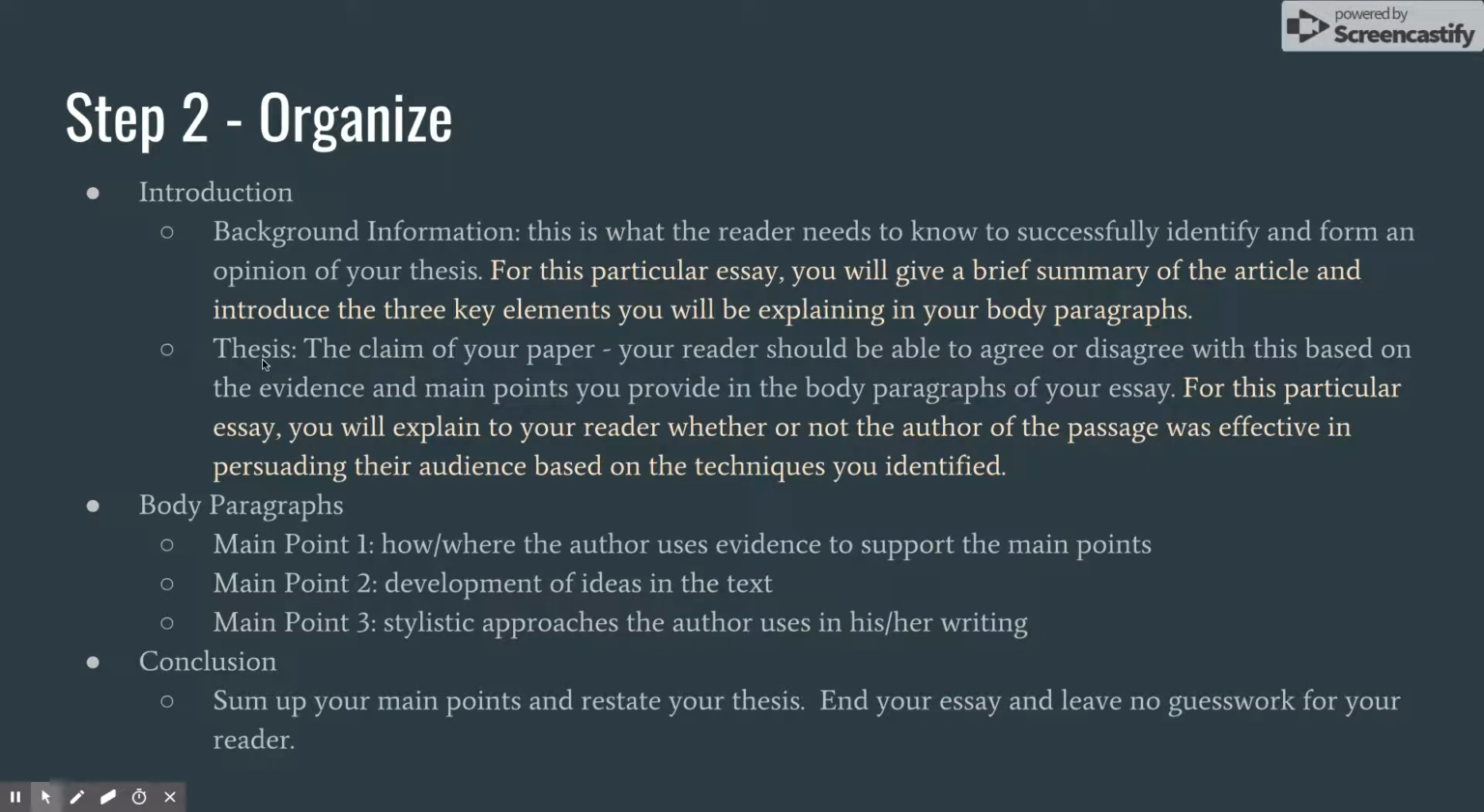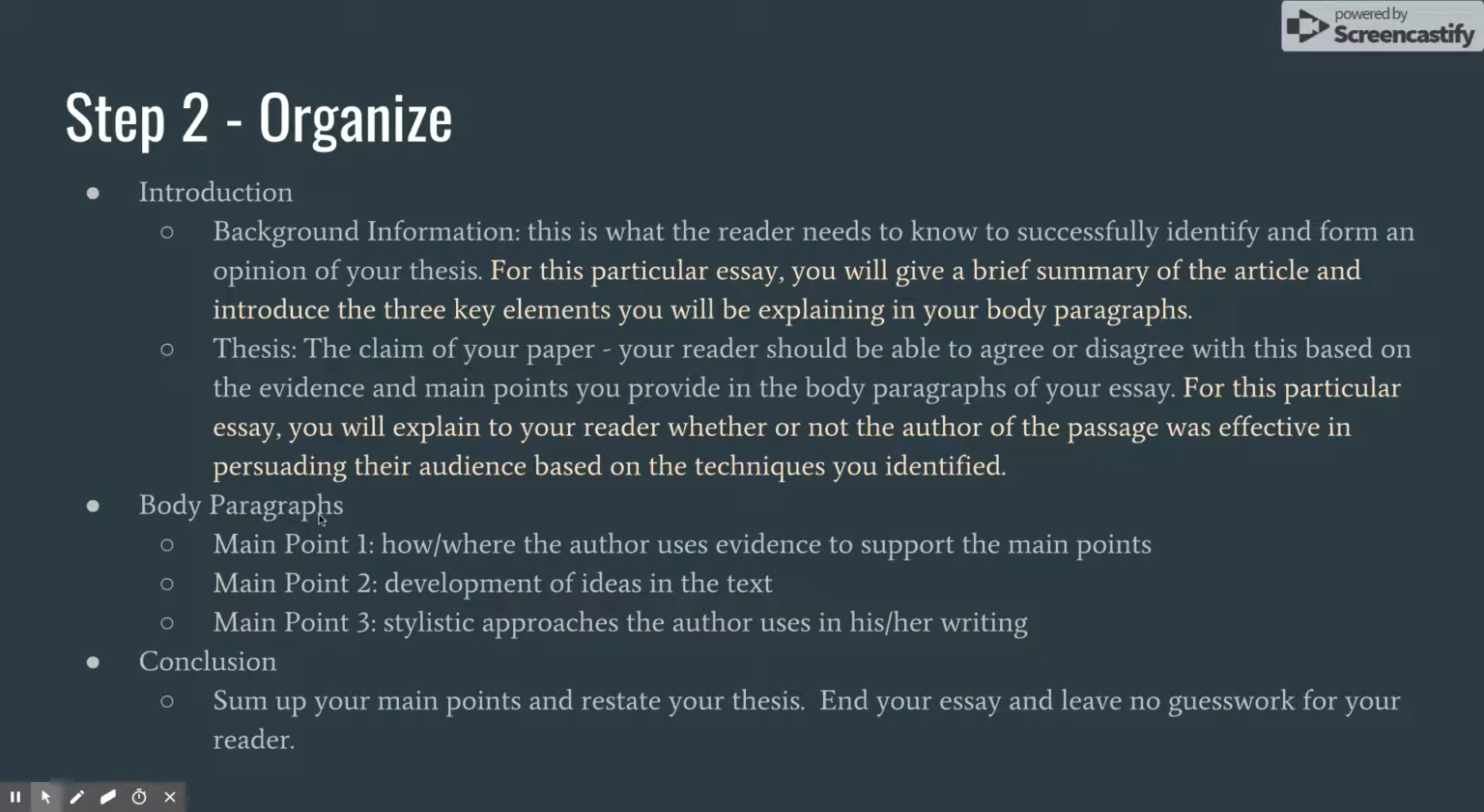Then comes your thesis. This is the claim of your paper. Your reader should be able to agree or disagree with this based on the evidence and main points you provide in the body paragraphs of your essay. For this particular essay, you will explain to your reader whether or not the author of the passage was effective in persuading their audience based on the techniques you've identified.